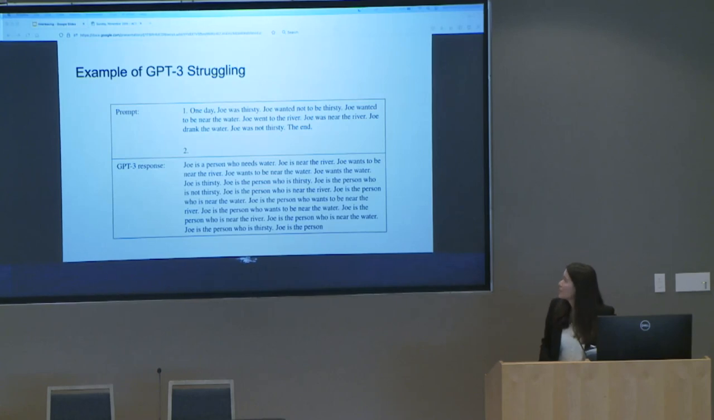All right. And here, this is an example where the prompt is just a single story. And what we see here is GPT-3's text going in a circular way, or going in a circle, as you can take a moment to read what it produces.